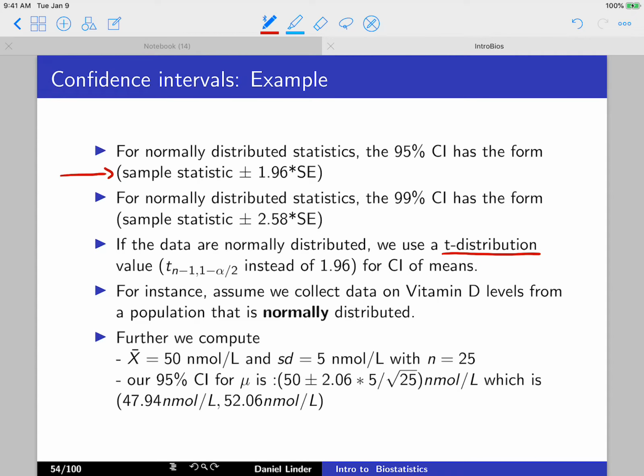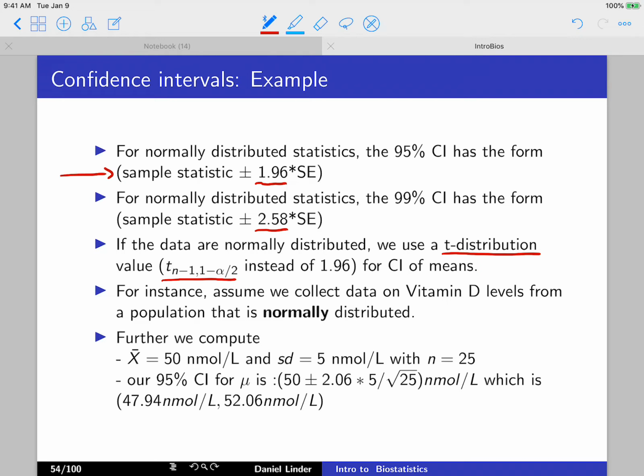Okay, so what does that do? Well, that just changes these values. So no longer would we be looking at quantiles for a normal distribution. We would be looking at quantiles from the t-distribution, and we would pick the appropriate quantile that corresponds to what confidence level that we want. Okay, so let's look at a quick example and see how this works out.